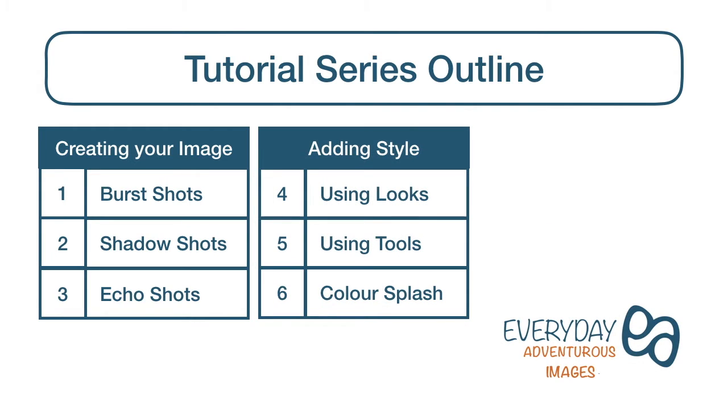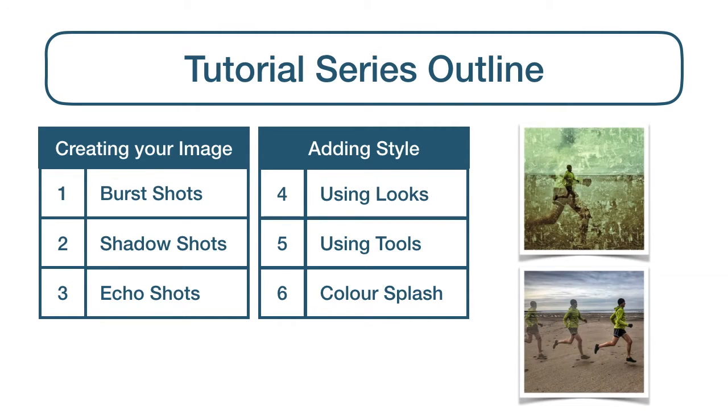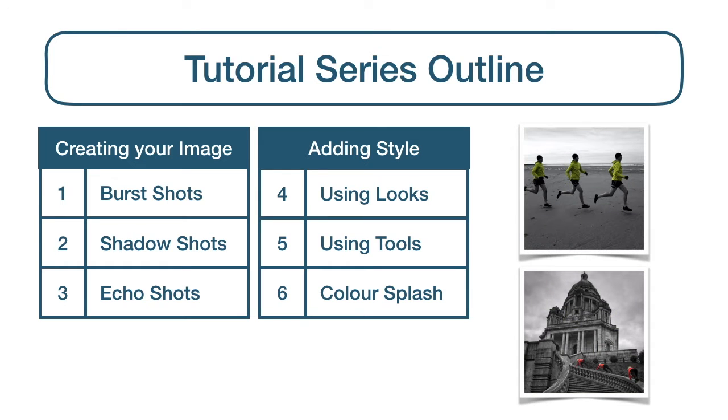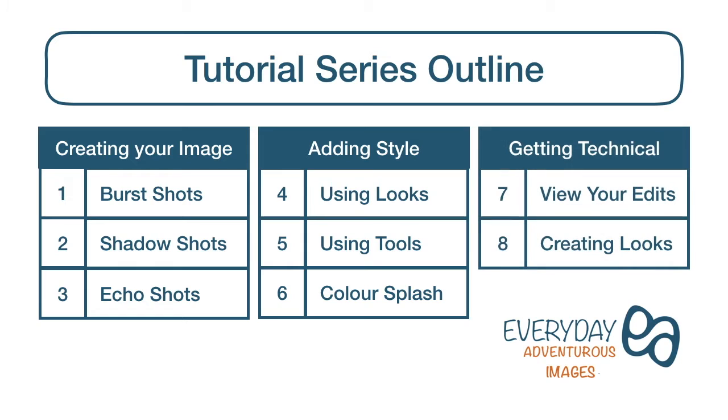In the second part, adding style, are 3 guides dedicated to using the looks and editing tools within Snapseed to create your own signature styles, including a dedicated guide to creating colour splash images. In the third part, Getting Technical, are 2 bonus guides which will help to make your photo editing life so much easier. These guides will enable you to consistently produce high quality edits in a fraction of the time.